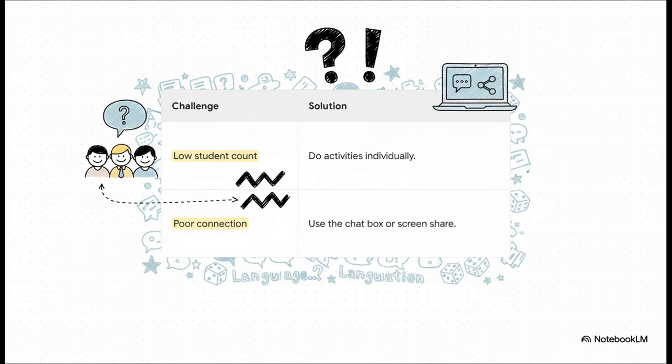If you've got a really small class, no problem. Just adapt the group games so one person can do them. If someone's got a bad internet connection and the audio is lagging, just switch over to the chat box for their answers. The key isn't having a flawless plan, it's being ready to adapt on the fly.